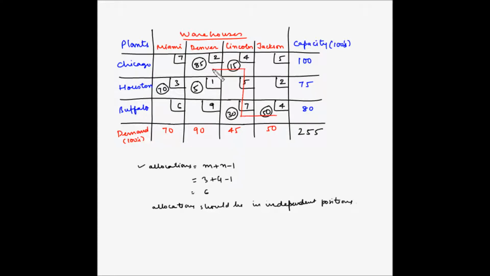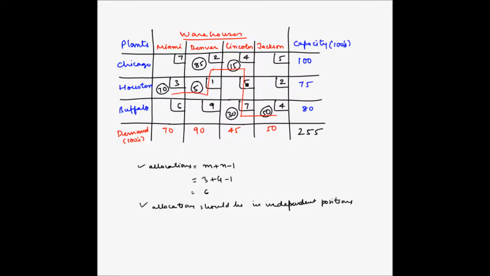Now again, if we try, from here, if we come down to this occupied cell and then come to Houston, Miami, again from here we can't go to any other occupied cell and then come back to Chicago, Denver. So what this means is that this square, Chicago, Denver, is an independent position. Now if you try the same thing for all other allocations, you will find a similar pattern. That is, all the allocations are in independent positions. So basically both the conditions for the acceptability test are met. That means that we can proceed with the optimality test now.